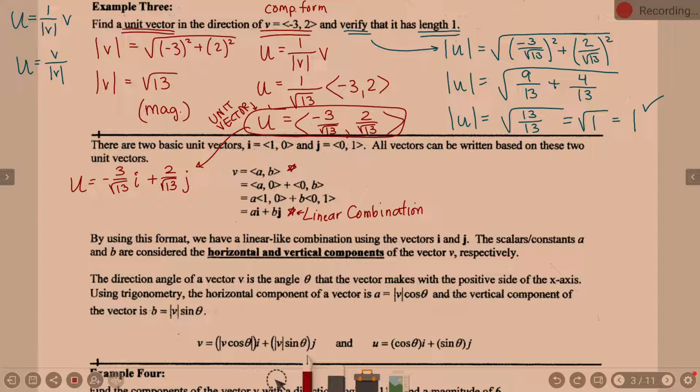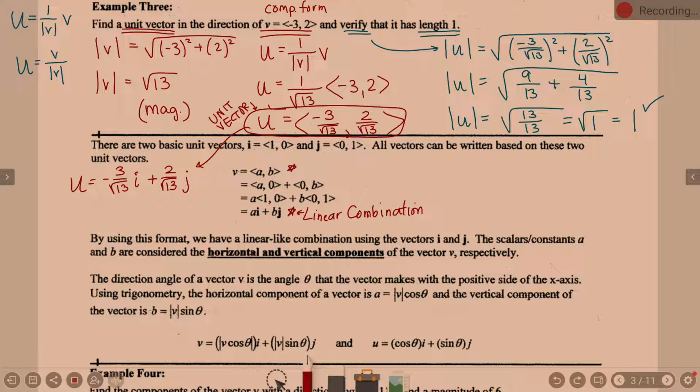By using this format, we have a linear-like combination using vectors i and j. The scalars or constants a and b are considered the horizontal and vertical components of vector v. And if you think about it, it's just like an ordered pair in a way. A is our x value, how far you go left or right, so a horizontal component. B is our y value, so how far you go up or down, and thus our vertical component.